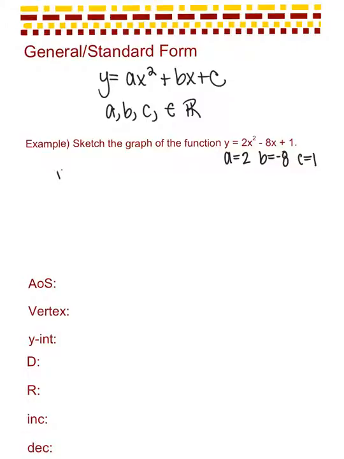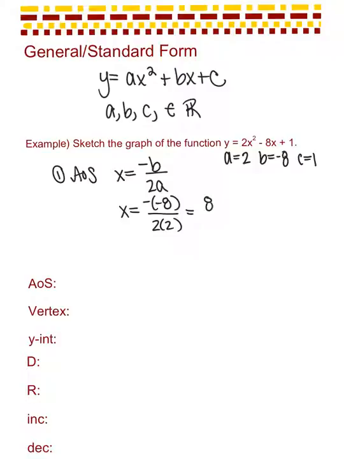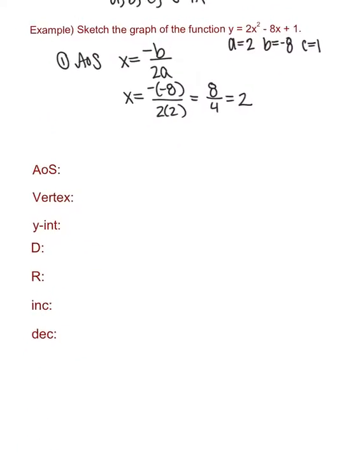So first, I'm going to find that axis of symmetry, the AOS. And it is always going to lie at x equals negative b over 2 times a. So I've got x equals negative 8 all over 2 times 2. So 8 over 4, which is 2. So I'm going to go ahead and start my sketch by outlining that axis of symmetry.